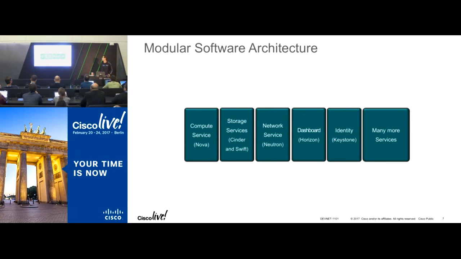So looking at the overall design of OpenStack, I mentioned those 20 million lines of code, but it's really a very modular design, because when you look at OpenStack, you have a core set of services that are in the middle here. So you have your compute, which is called Nova. Your storage can be two different flavors of storage. You have Cinder, which does your block storage, and you have Swift, which does object storage. And then you have Neutron, which does your networking.